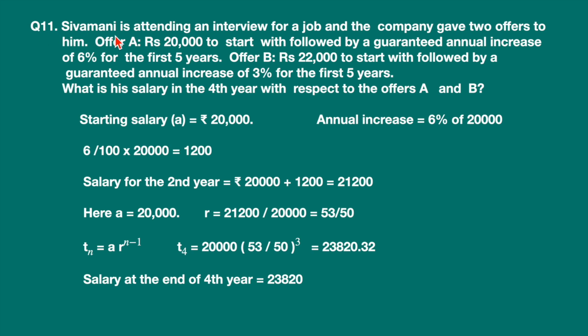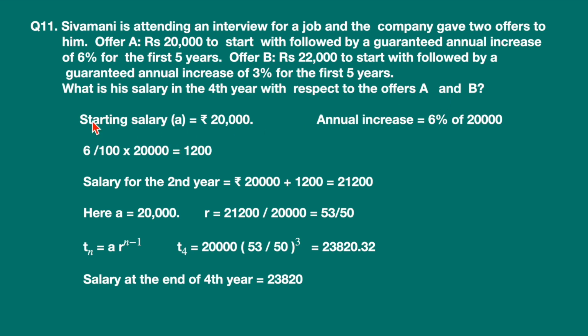Question 11. Sivamani is attending an interview for a job and the company gave 2 offers to him. Offer A, 20,000 to start with, followed by a guaranteed annual increase of 6% for the first 5 years. Offer B, 22,000 to start with, followed by a guaranteed annual increase of 3% for the first 5 years. What is his salary in the fourth year with respect to offers A and B?